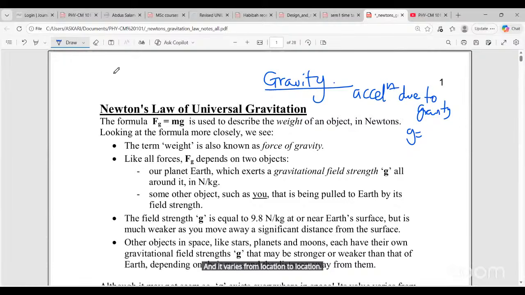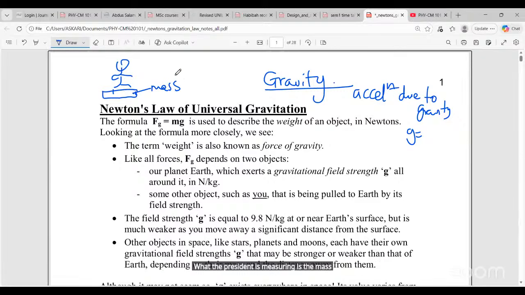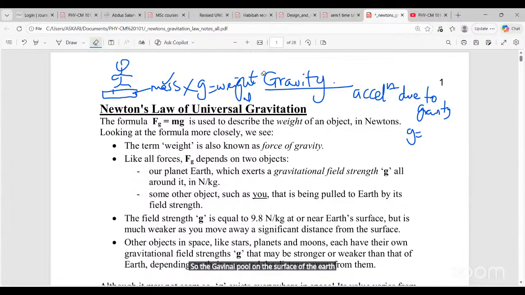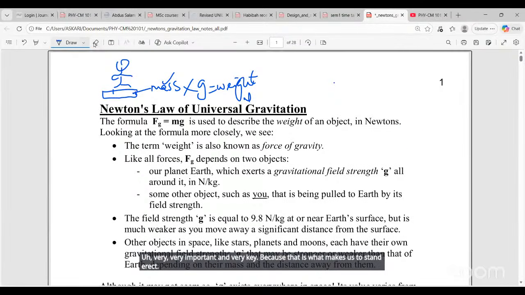Now, we all know that, for example, if you have anyone standing on the weighing scale, what the person is measuring is the mass, not his or her weight. So a wrong usage: I want to check my weight. No, you are checking your mass. It is only when you multiply by G that you call it your weight, which is in newtons. So the gravitational pull on the surface of the Earth is very important and very key, because that is what makes us stand erect. That is what makes us able to do so many things on the surface of the Earth.